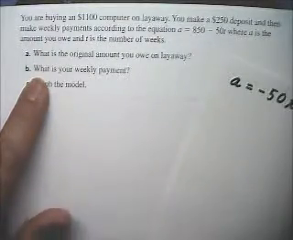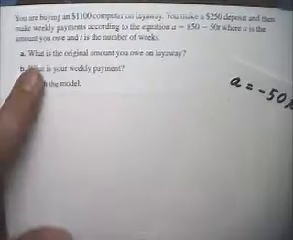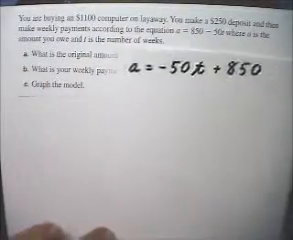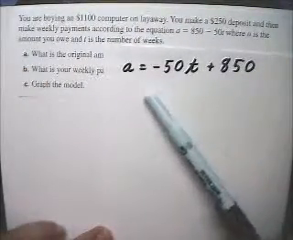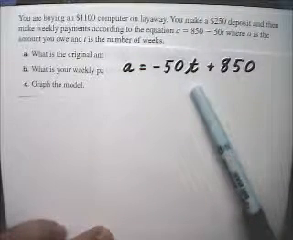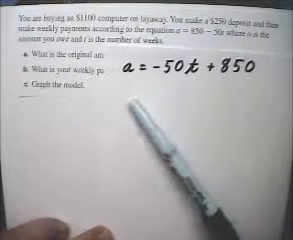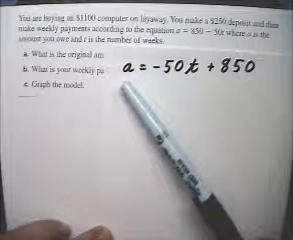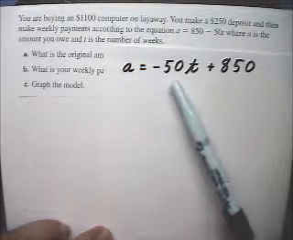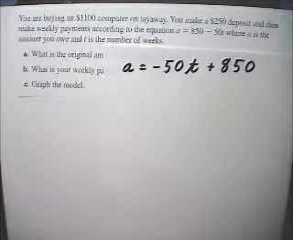And it says graph the model. Now, when you have the equation like this, it's pretty obvious which is the x or which corresponds to the x and which corresponds to the y. This corresponds to the y and this corresponds to the x.